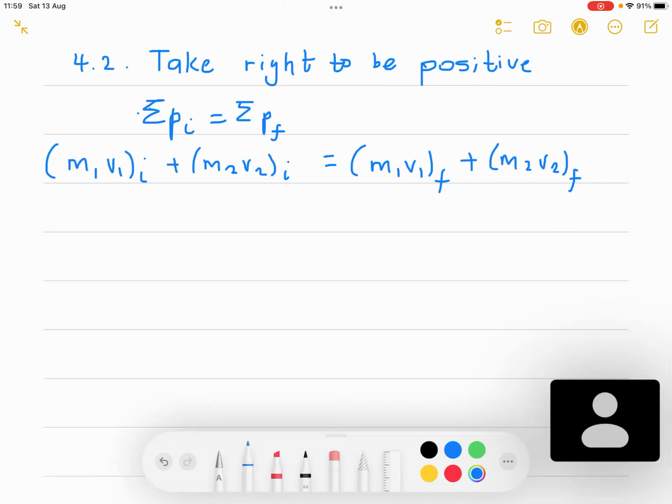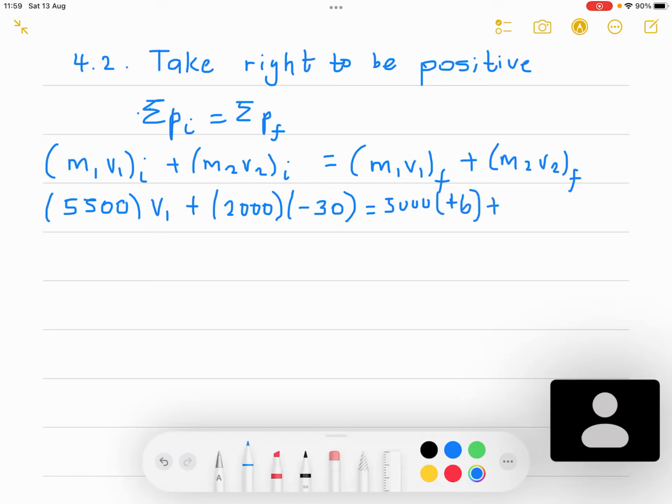Okay, so what is M1? M1 is 5,500. And what is V1? That is what we're trying to find, the initial velocity. Plus M2 is 2,000, and V2 is negative 30. And that must equal 5,000 times, what's the final velocity? It's plus 6, plus 2,000 times plus 10. Once you have all these numbers, you can use a calculator and solve it.